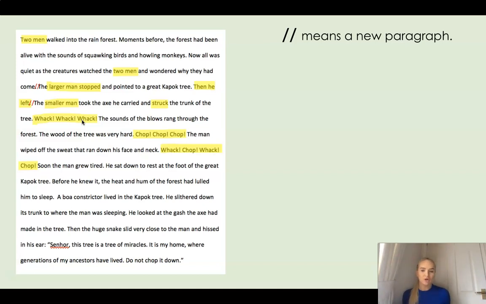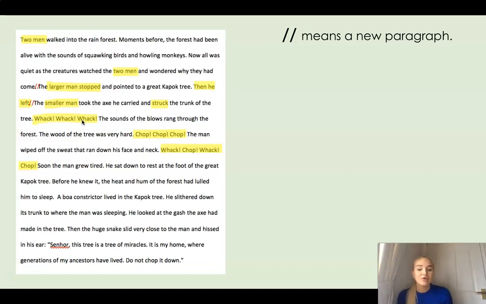Who is whacking and chopping the trees down? Is it both of them? No, it's not. It's just the small man, isn't it? So this is all about him whacking the tree. So far, has the topic changed in this section? No, it hasn't, has it? Because we know it's all about the small man. He took the axe and struck the trunk of the tree. That has set the paragraph up for us, and the rest of it is going to be about hitting the tree. Now we're going to keep reading.